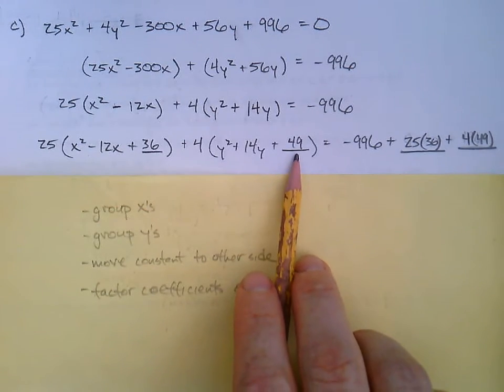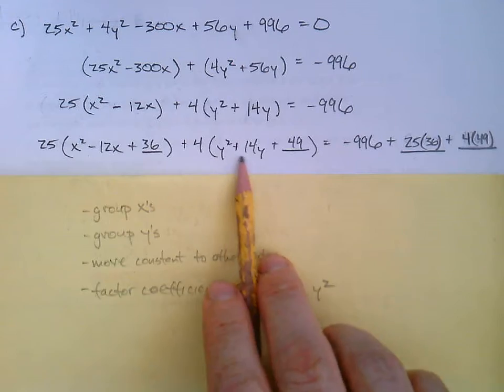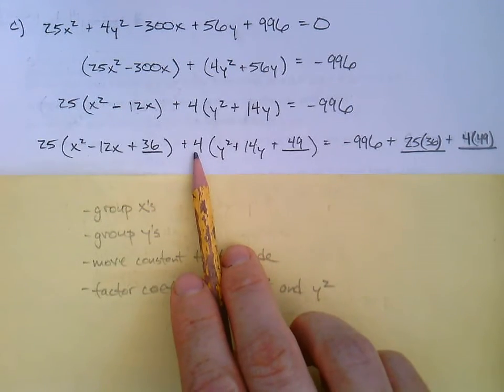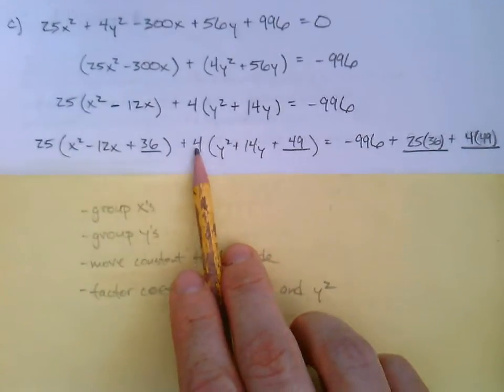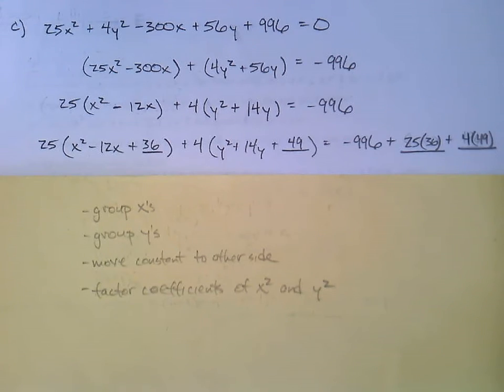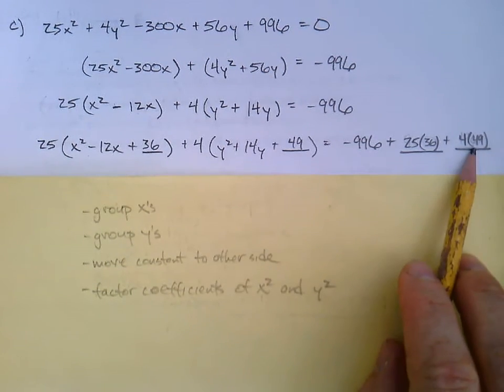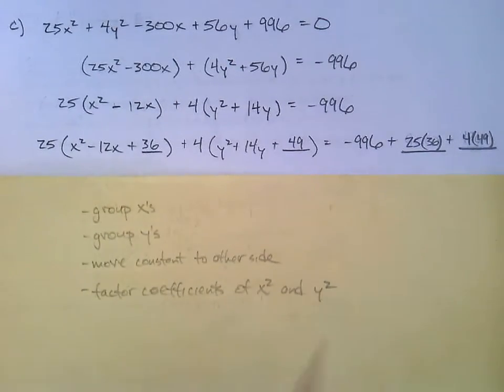And similarly here, when I added the 49, because it's inside the parentheses and that's being multiplied by 4, I actually added 4 times 49 to the left side. So I need to balance that with plus 4 times 49. Okay, so completing the square, very technical.